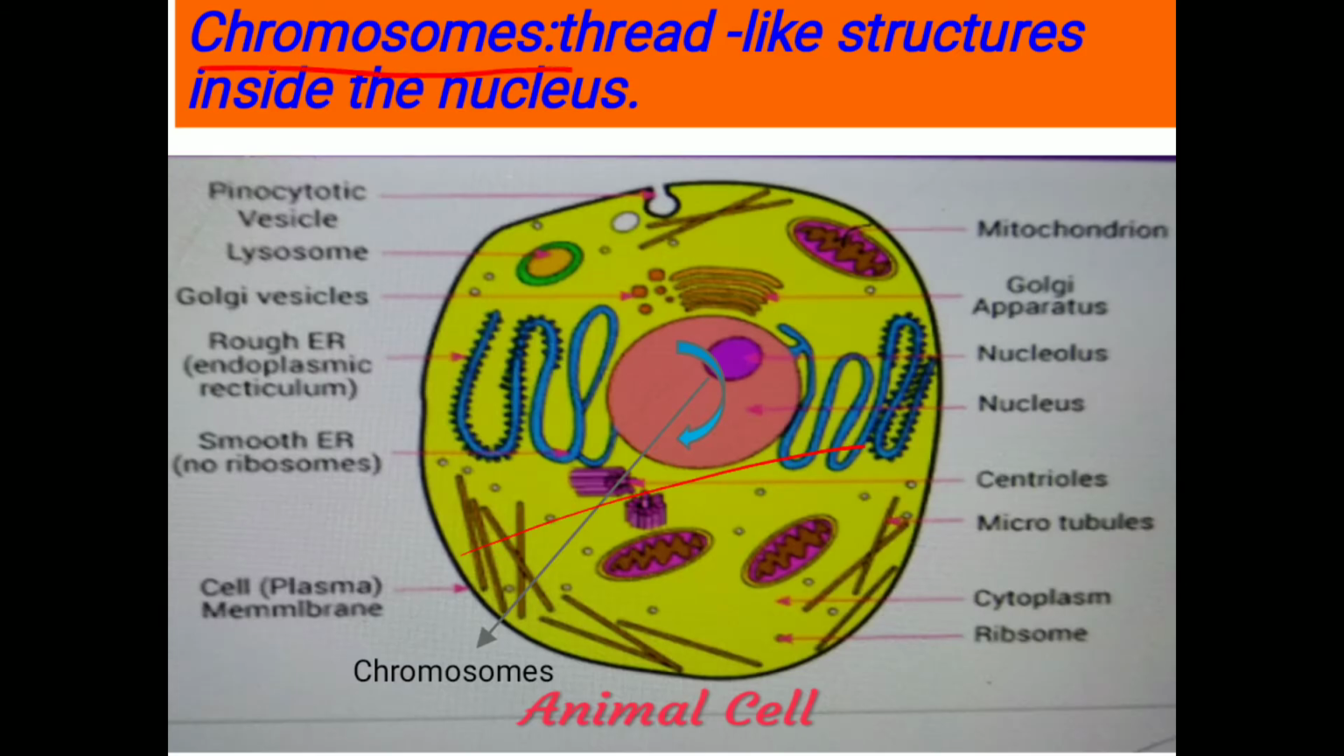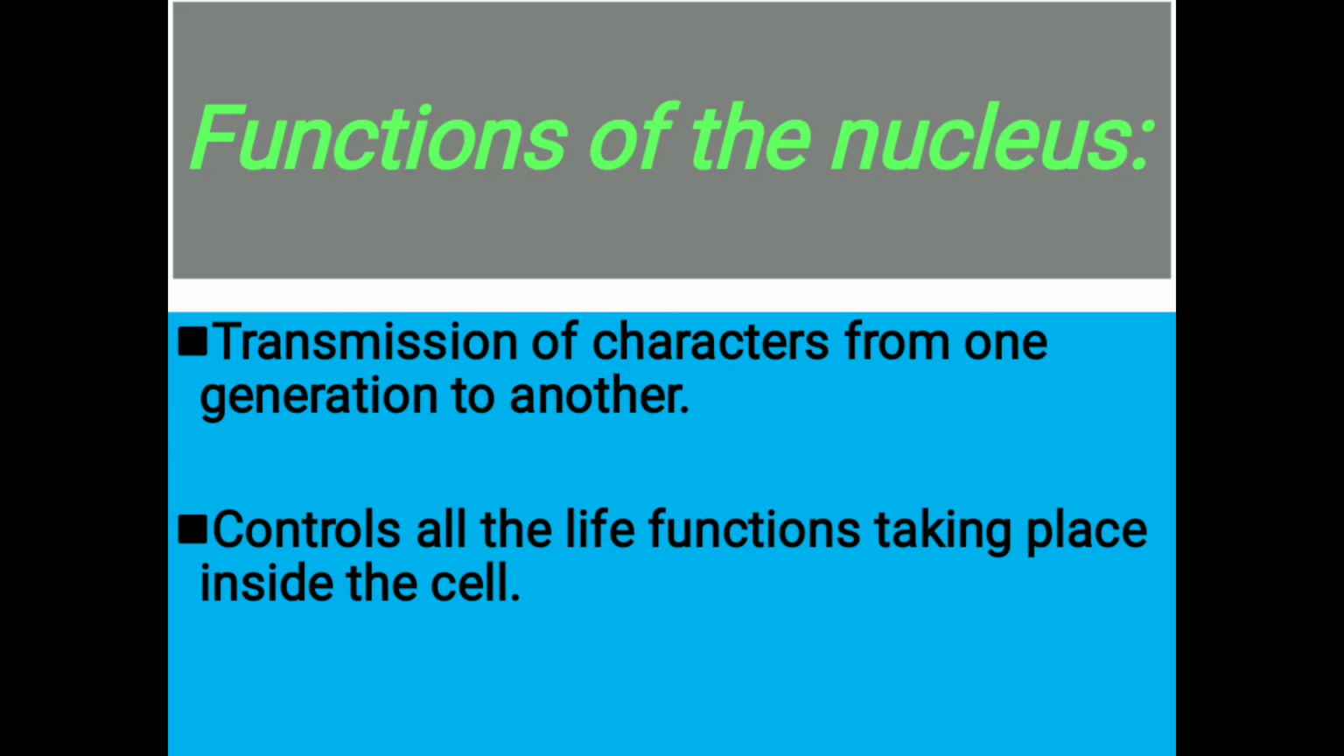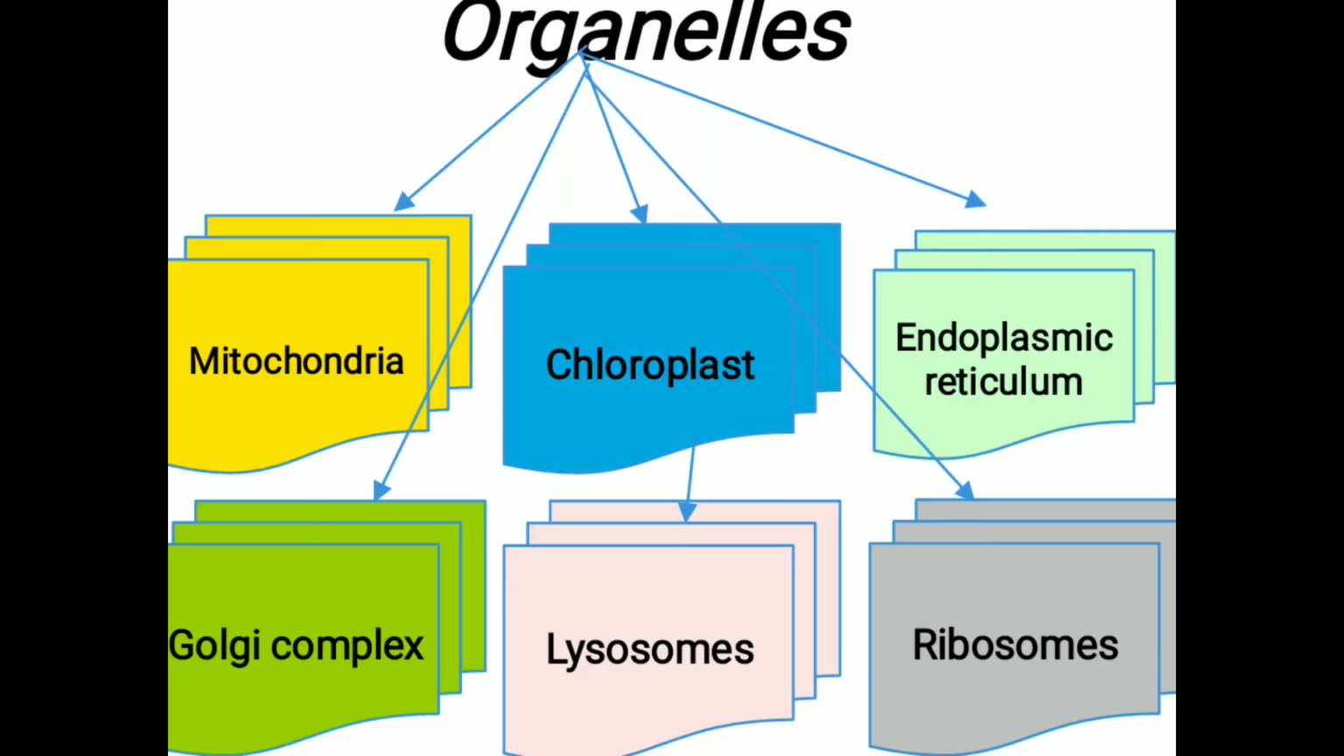Next one is chromosomes. Chromosome is a thread-like structure inside the nucleus that helps in transfer of characters from parents to their offsprings. So these are the parts of nucleus. Now, functions of the nucleus. It helps in transmission of characters from one generation to another. It means it transfers characters from parents to their offsprings. It also controls all the functions taking place inside the cell, such as respiration and digestion.